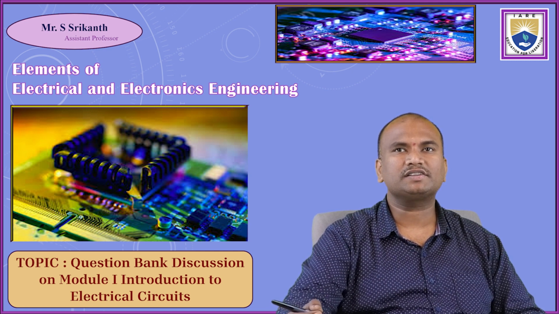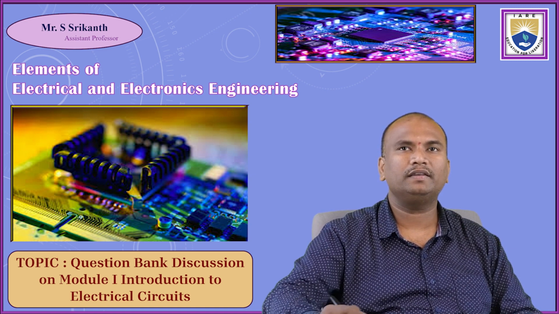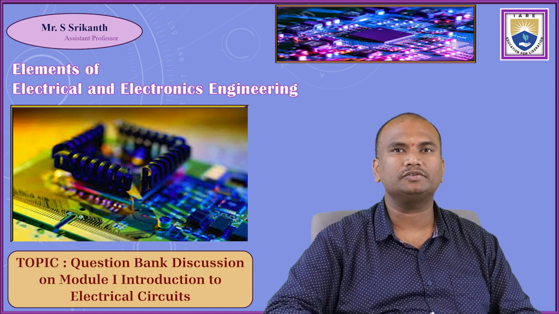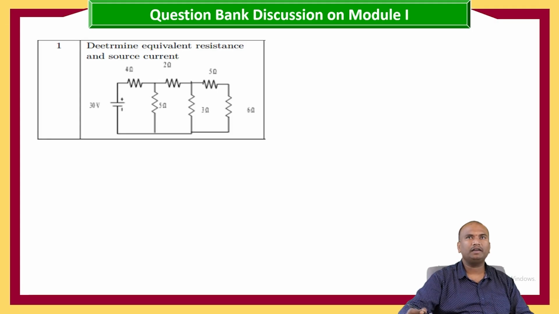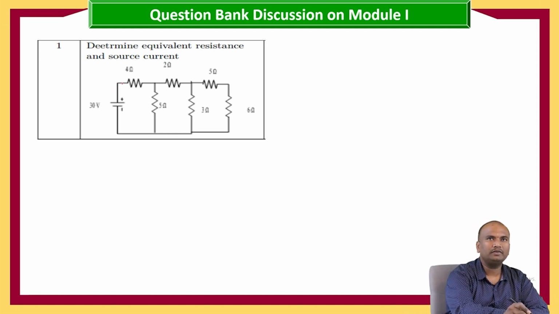In this session, I am discussing the question bank problems on Module 1, that is Introduction to Electrical Circuits. The first problem: determine the equivalent resistance and source current. Here, we need to calculate the equivalent resistance between these two terminals, A and B, and we also need to calculate the source current. For calculating the equivalent resistance, first we remove the 30 volts source.